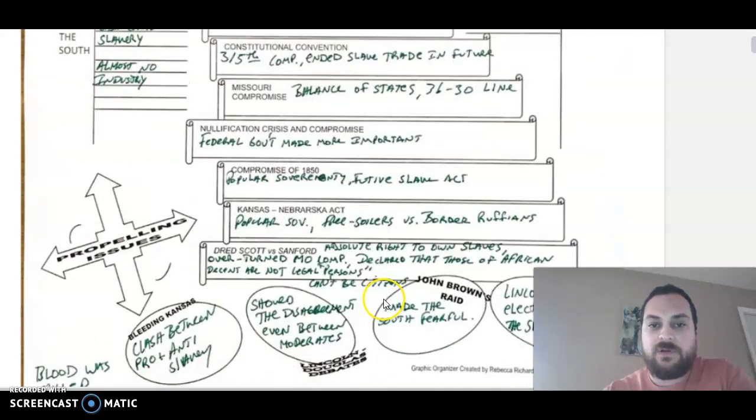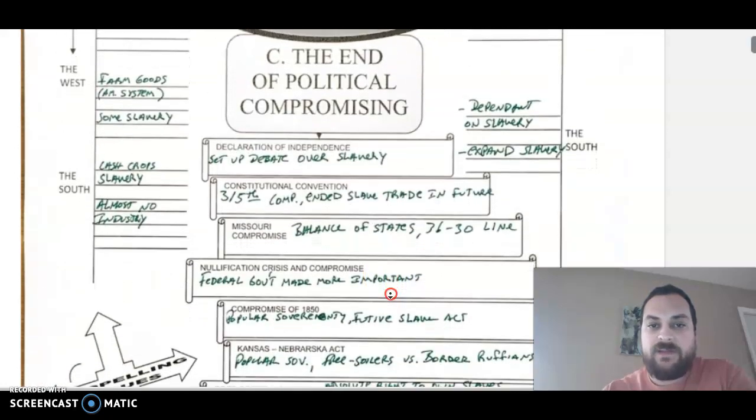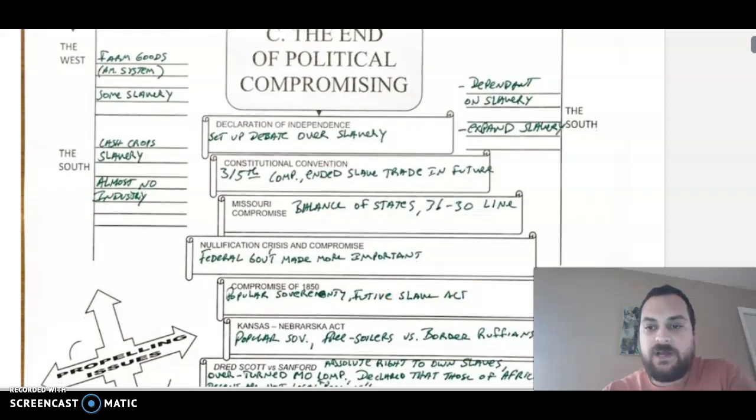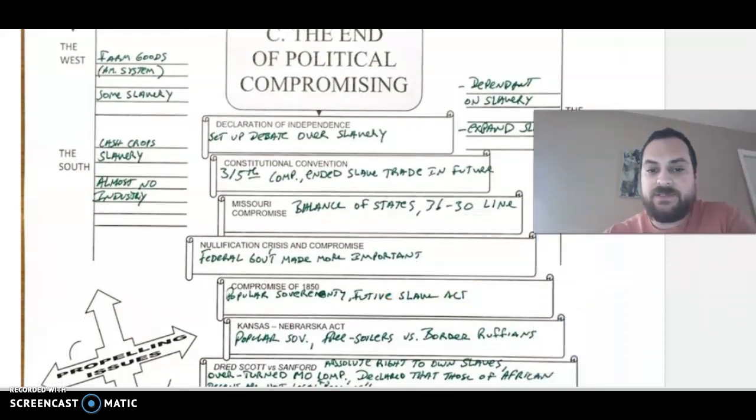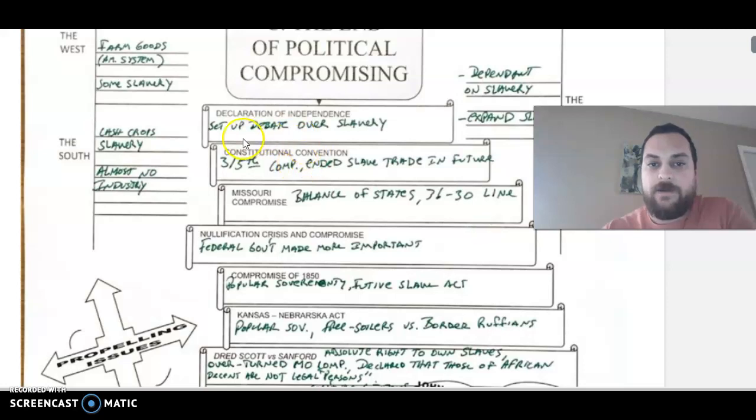Let's take another look at the end of political compromise. So, what do I mean by the end of political compromise? Remember, we had all these compromises that were working pretty well. Now, this is pretty much going to end. And it's just a running chain here that you can just follow the steps.